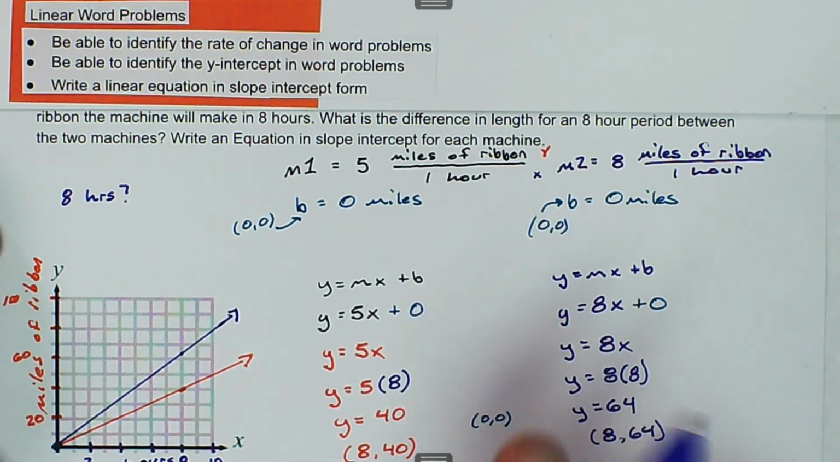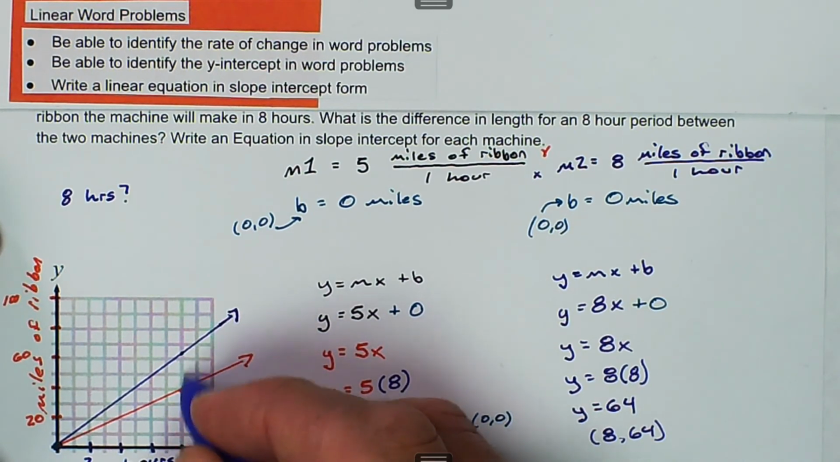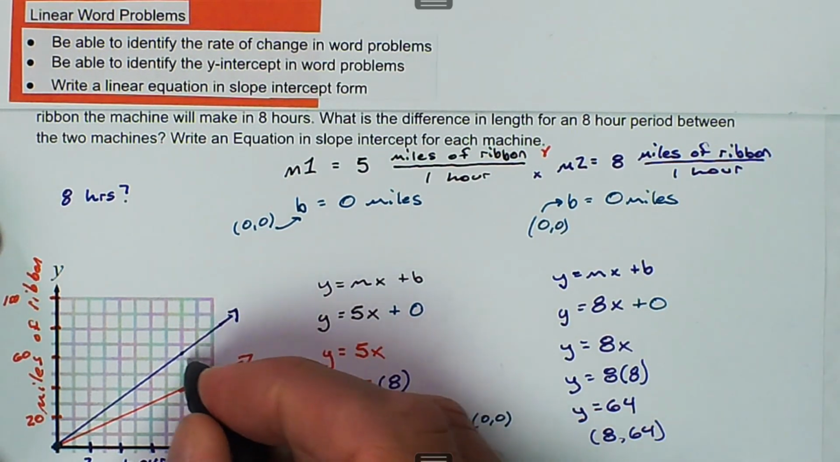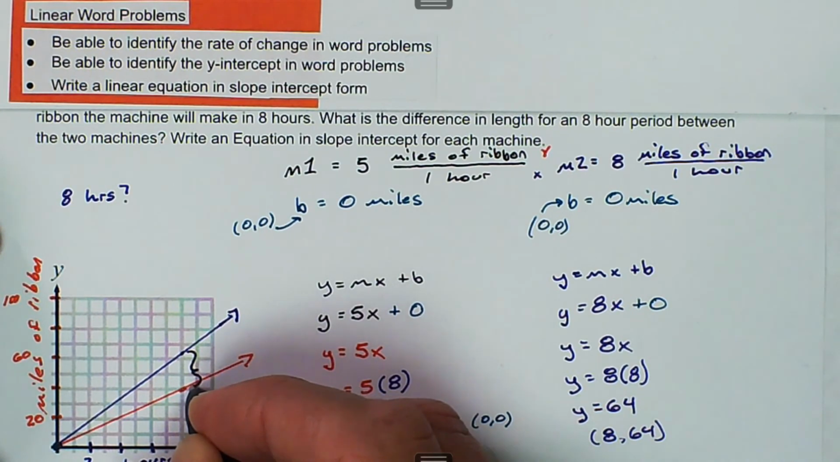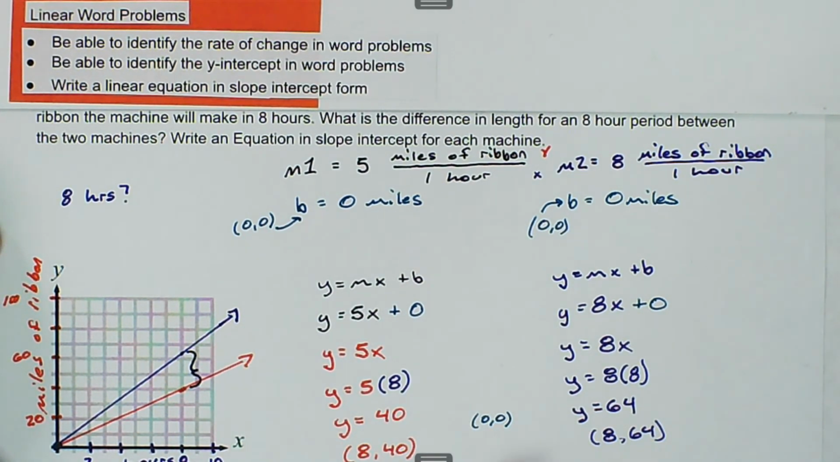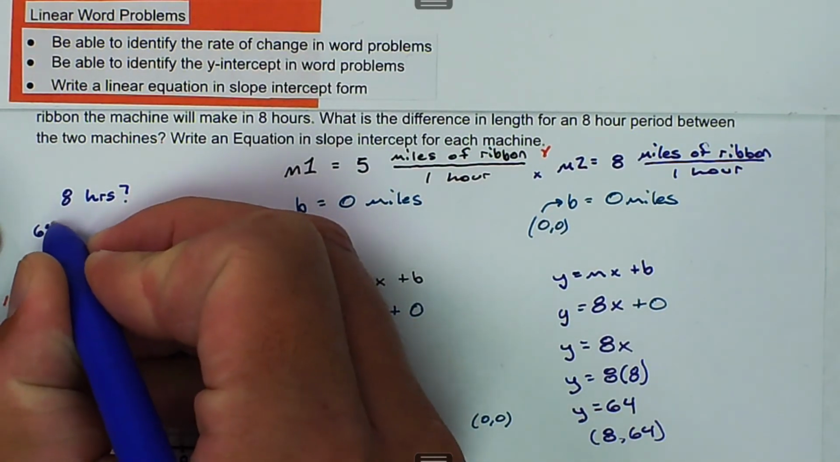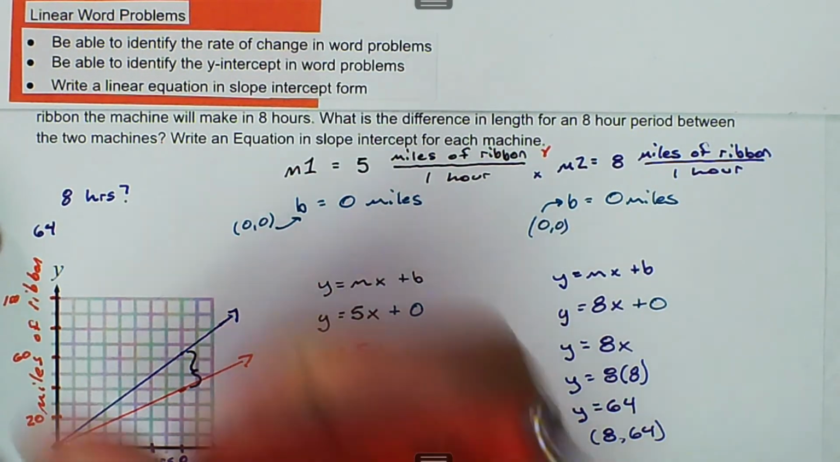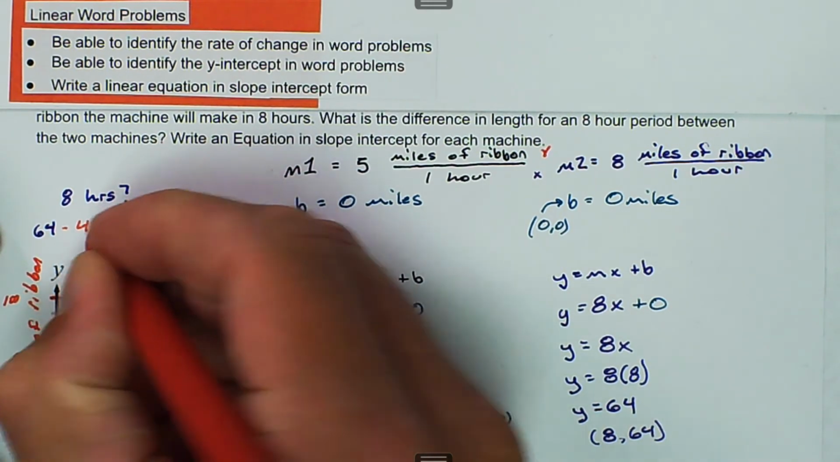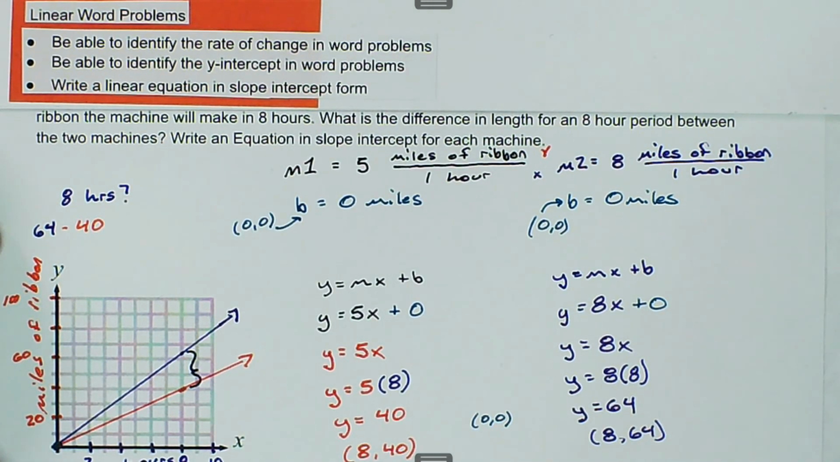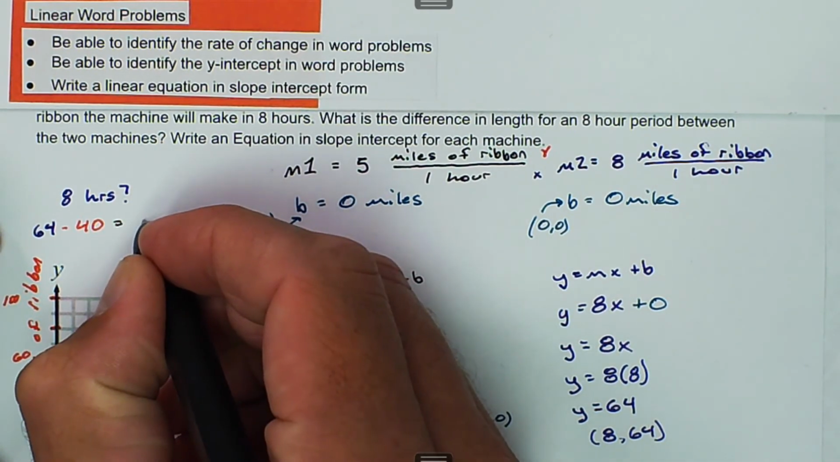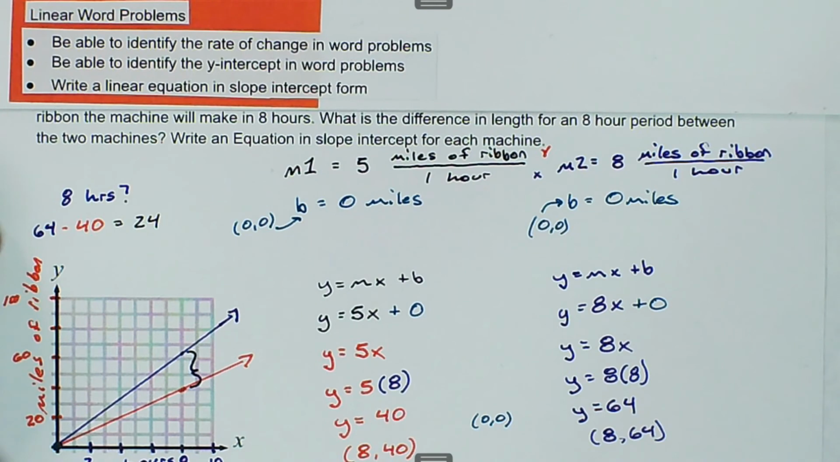So what we want to find out is, what is this difference right here, or how far are those apart? And one way we can do that is we can just subtract these two. So we can say 64 minus 40. So that's going to be equal to 24. So the difference in length is 24 miles per 8 hours.